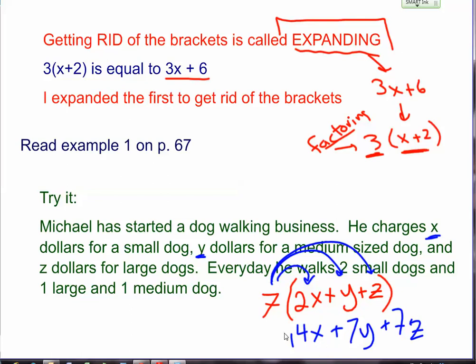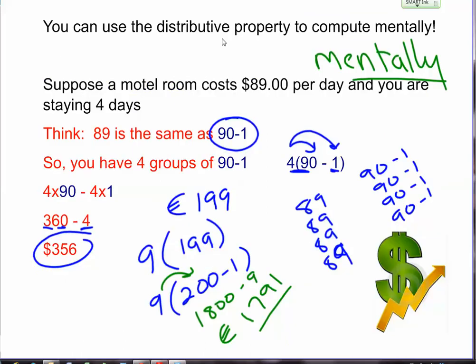So because he walks 2 dogs, he's going to get paid 14 times what he gets paid for a small dog in a week, and he only walks 1 medium dog, so he'd get paid that 7 times, and 1 large dog, so he'd get paid that 7 times. And then distributive property was really helpful to compute mentally.